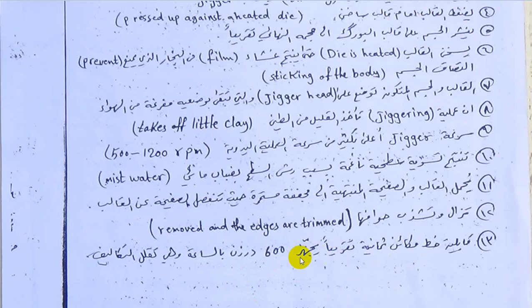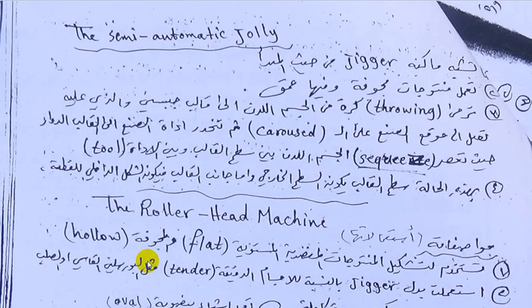قابلية خط مكائن تقريبا يجهز 600 دزن بالساعة، وهي عملية مكلفة. Automatic judger تشبه ماكينة الجدر من حيث المبدأ. It is pretty much similar to the judge machine in terms of the principle of action.